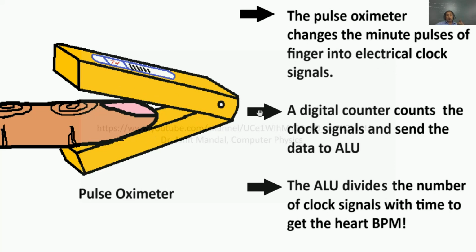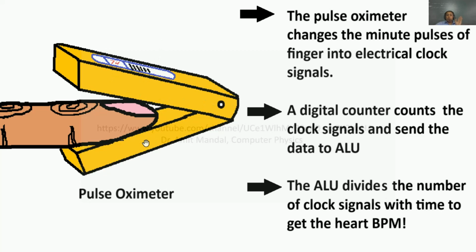Now, what is a digital counter? A digital counter counts those clock signals, which are converted from those pulses, and sends the data to the arithmetic logic unit of the device. There, the arithmetic logic unit divides the number of clock signals by the amount of time, say per minute, and it tells how many beats per minute your heart is pumping the blood.